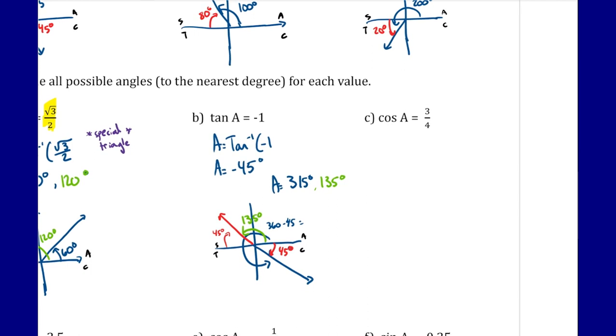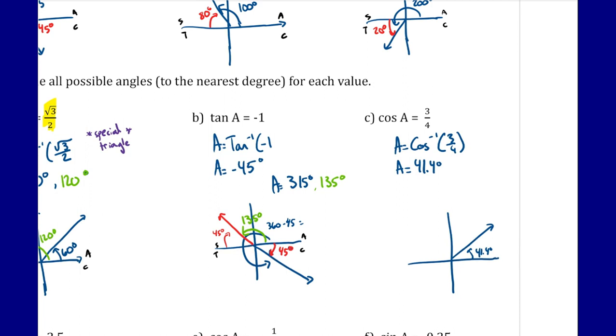Cosine A is equal to 3/4. To find out what A is, we do the inverse cosine of 3/4. We find that A is roughly 41.4 degrees. If we roughly draw out what that looks like, 41.4 is going to be my reference angle, and also one of my angles, because it makes sense.